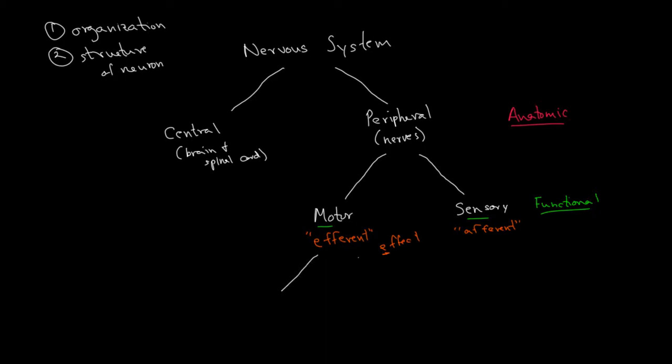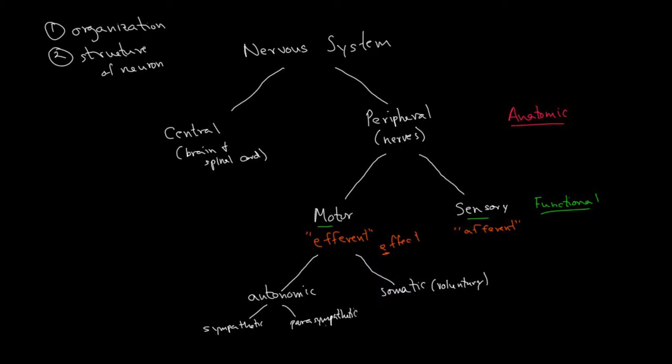Now, the motor portion can be split further into autonomics and somatic. And when we talk about autonomics, we're talking about functions such as heart rate and sweating, things that you don't have conscious control over, that your body controls for you. And somatic basically means voluntary. So when you decide to raise your hand in class or punch someone in the face, that is somatic. Now, autonomics are split further into something that you've probably heard of: sympathetics and parasympathetics.